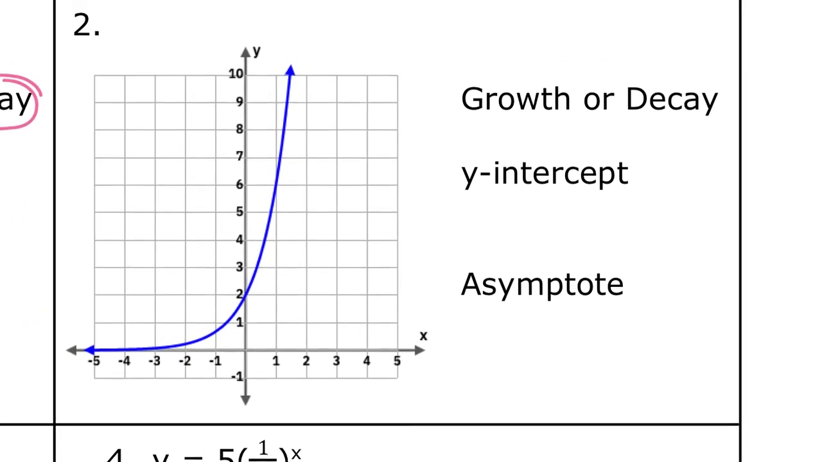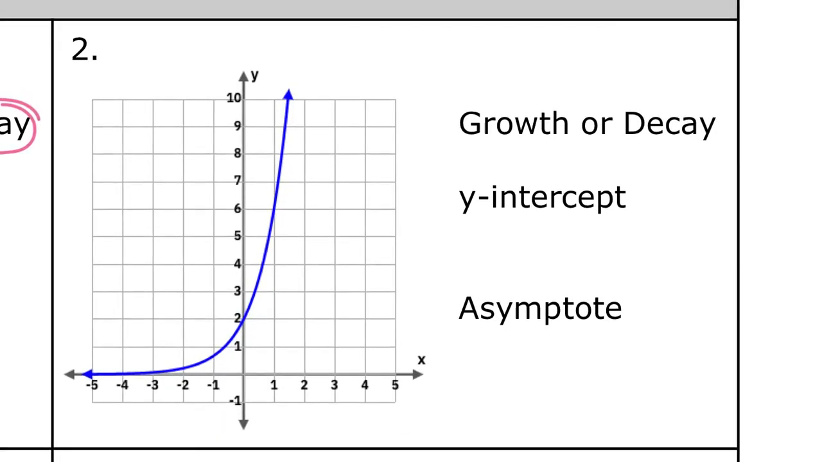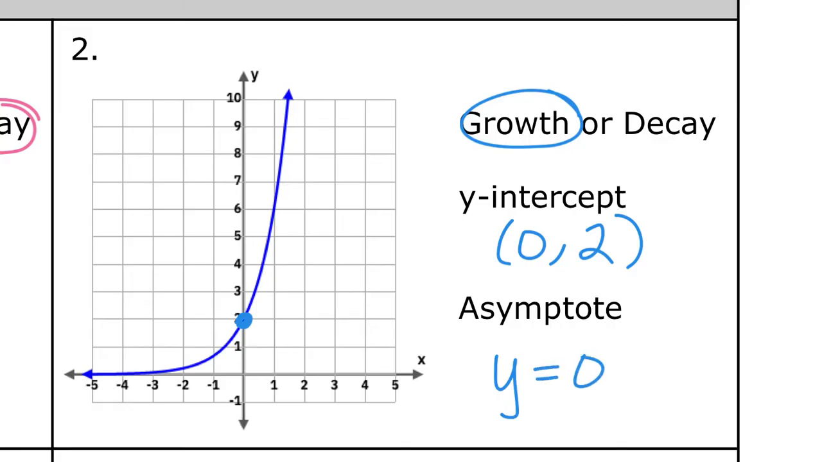So here's my new graph. First, I want to decide, is it growth or is it decay? When we read left to right, this graph is going up. So we call this growth. Okay, y-intercept. Look at the y-axis and see where it crosses. Right there at the 2. So (0, 2). And the asymptote is still at y equals 0.